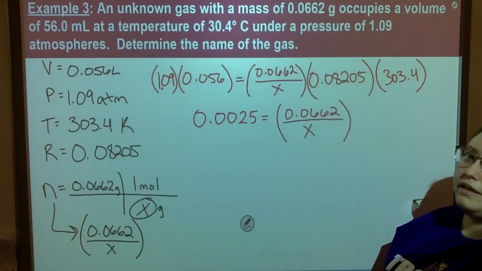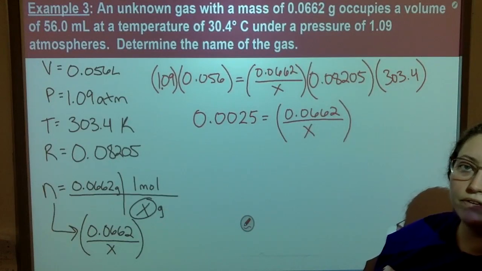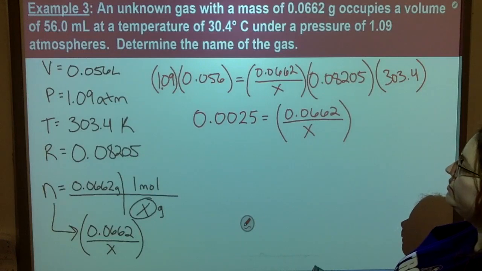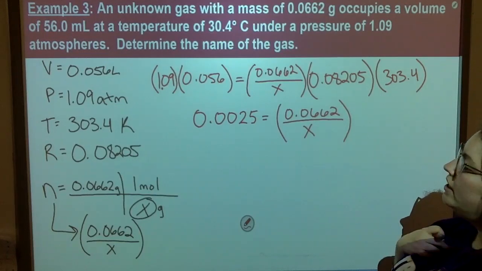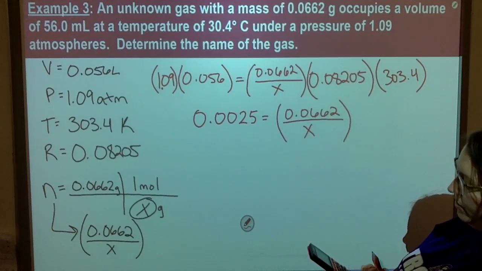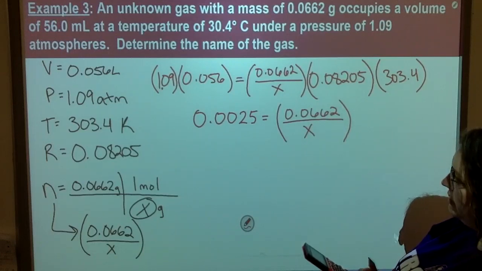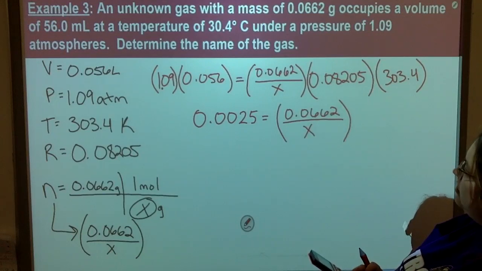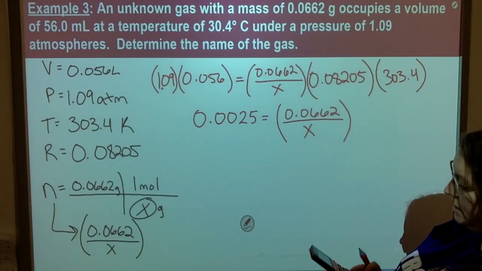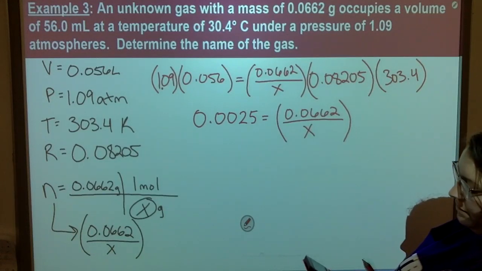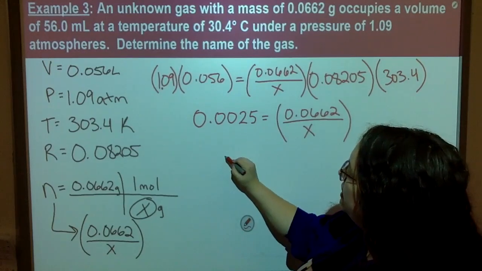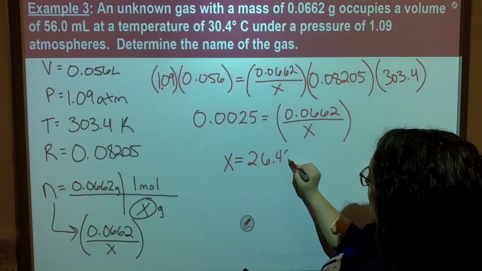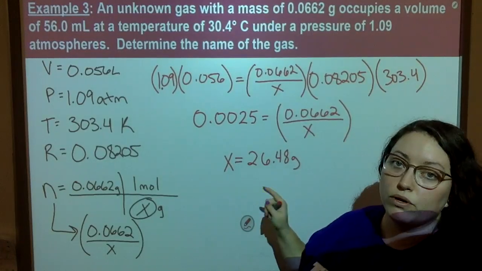Now this is just algebra. You just have to solve for X. You can cross multiply and divide, so you're going to end up with 0.0662 divided by the 0.0025. That tells you that X is equal to 26.48 grams. That's its molar mass.